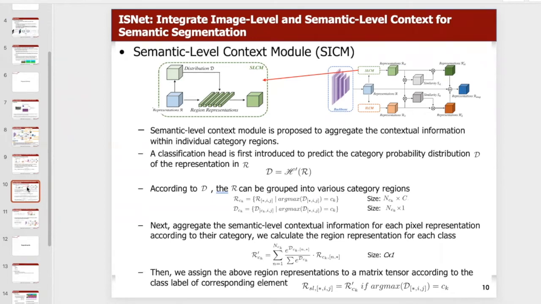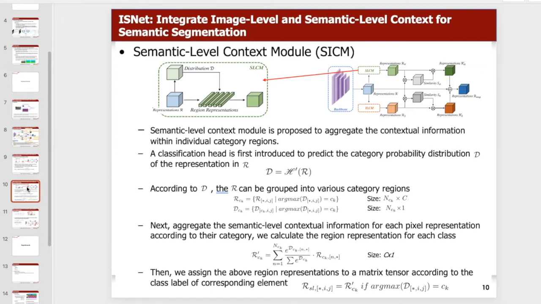We will get D sub CK from D. We calculate the D sub CK because we want to separate. Oh, I see. So D sub CK is category. So D sub CK basically provides, for every category, what the category with high probability is, right? Yeah, that's what it's doing.